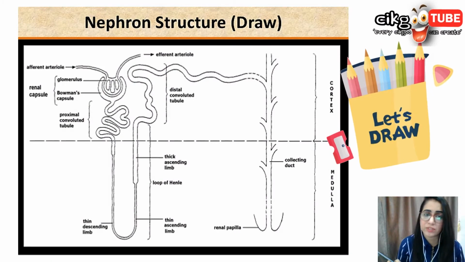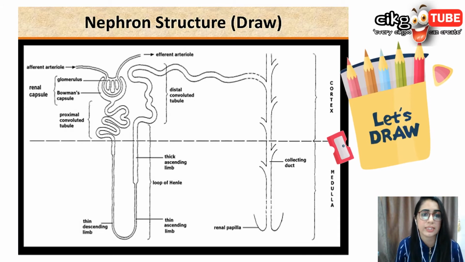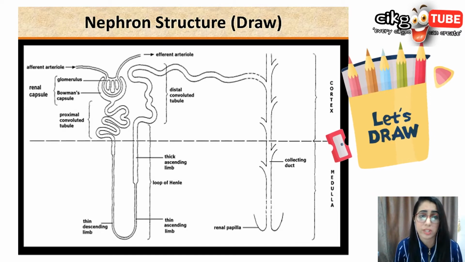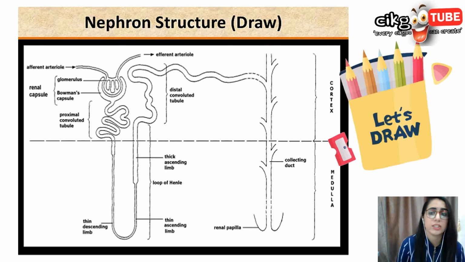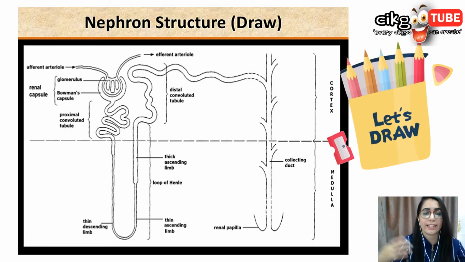So the activity for you is to draw the structure of the nephron. It is included in your learning standard. So try to draw it out without referring. If you can't, then you refer. Draw until you are an expert in drawing the nephron structure. And then, voila, you know what is going on where.